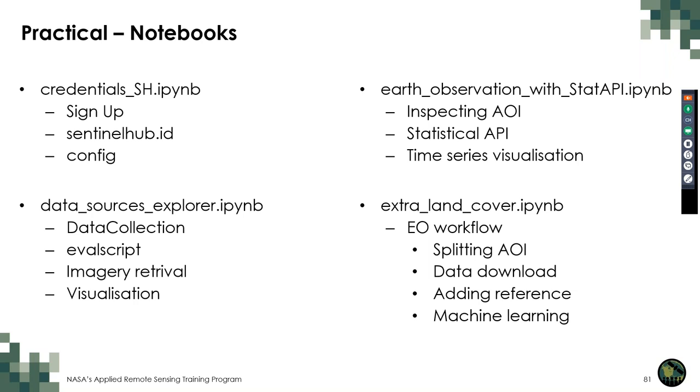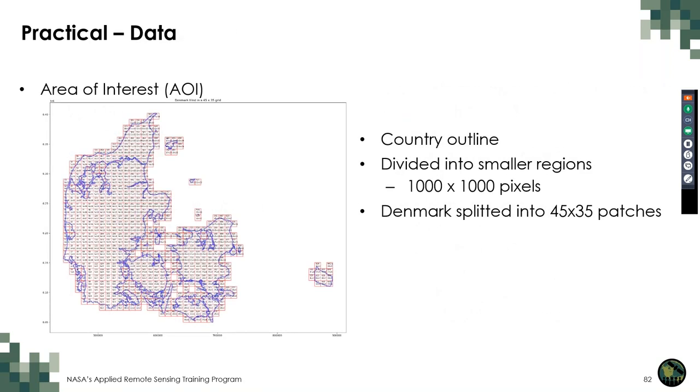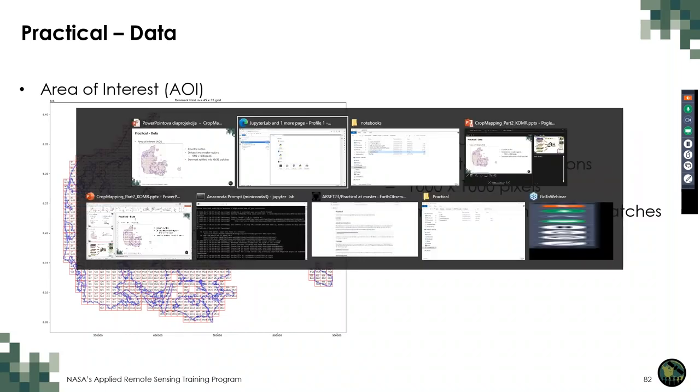And now with the first notebook done, we can move forward to the Data Source Explorer. And here we can take a look at the data collection, the eval script, and the image retrieval procedure, and the visualizations of the data itself. To prepare a little bit in advance, I have divided the area of Denmark into smaller regions. In particular, we'll be working with one EO patch that I have selected, and we'll be downloading the data and visualizing it in the Jupyter notebook.